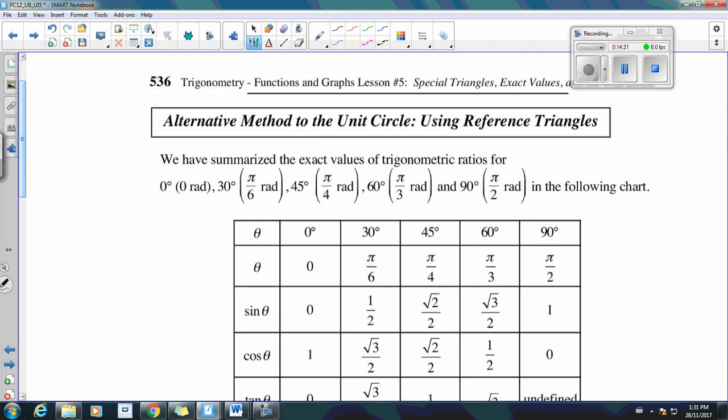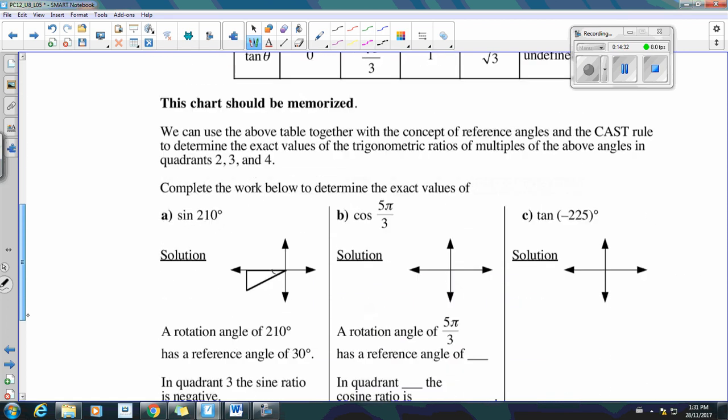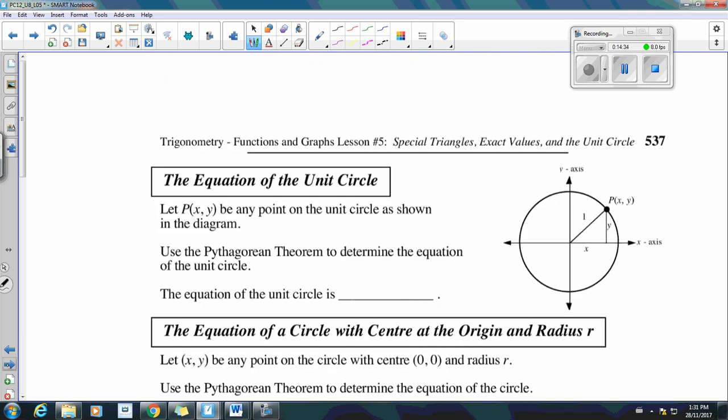Okay, this talks about the alternative method using the unit circle, which is using the reference triangles, which are our special triangles. So you can definitely use these. You can memorize the unit circle. You can use the hand trick. Anything works.